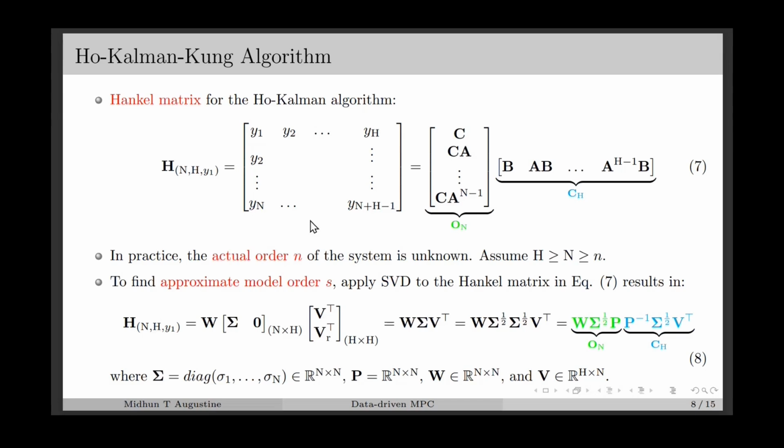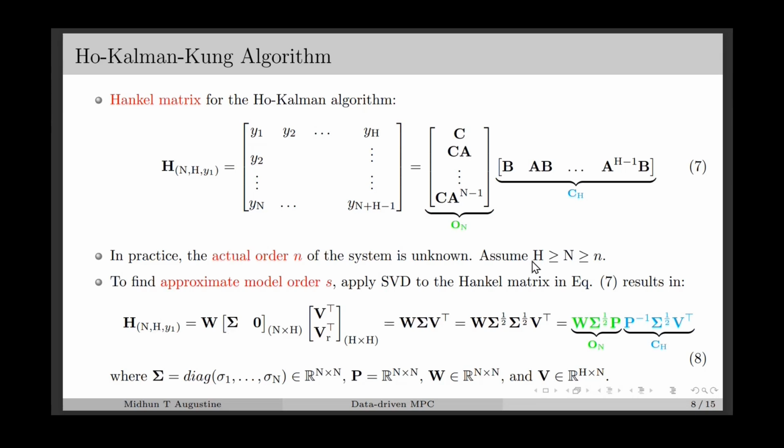However, in practice, the actual system order, small letter n, is considered to be unknown and we have to estimate it from the input-output data. In this lecture, we will be denoting an approximate model order by small letter s, which can be considered as an approximation or estimation of the actual order n. And to find small letter s, we can use the singular value decomposition of the Hankel matrix, which results in equation number 8.